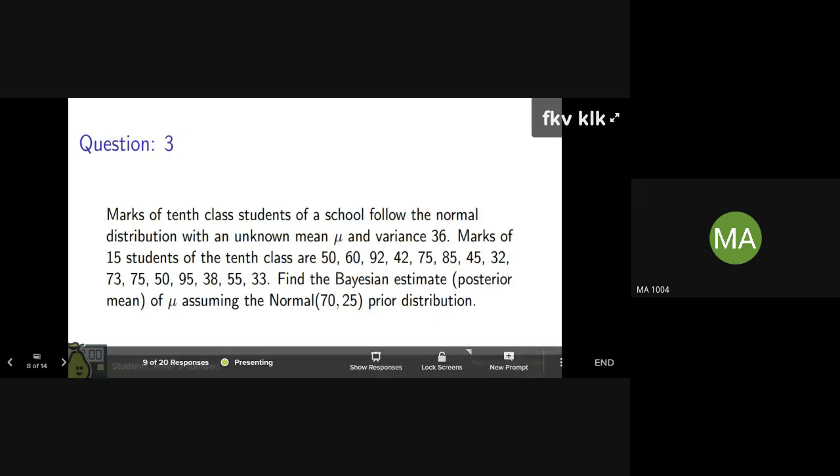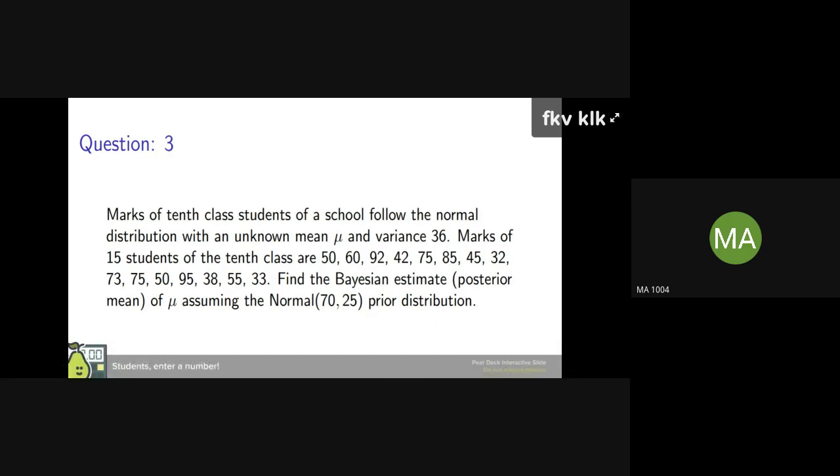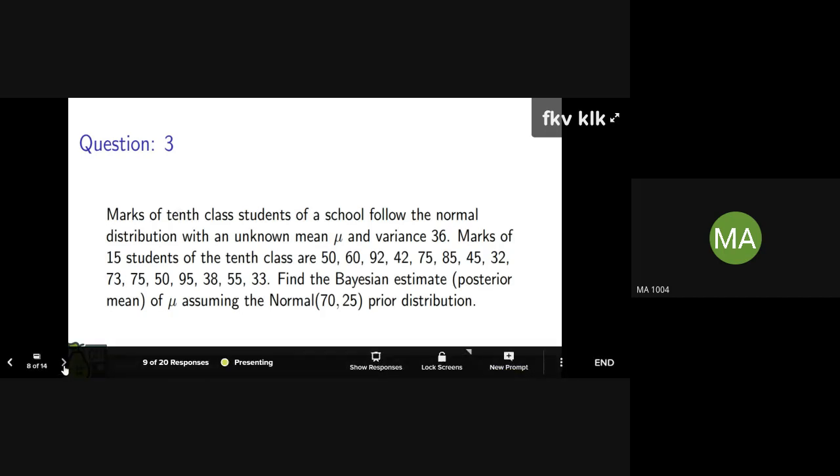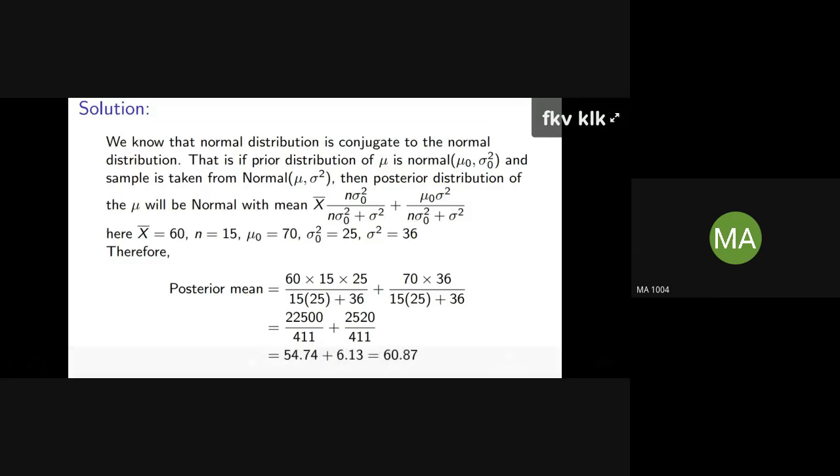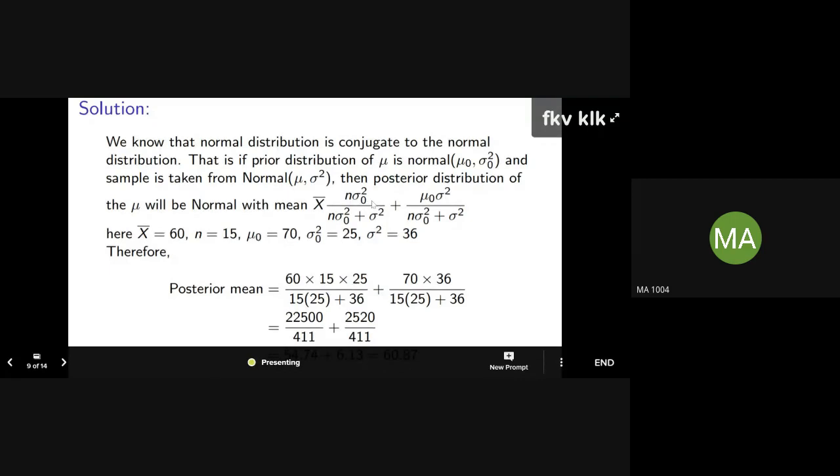Okay, so it was quite straightforward. It was given that your random variable x follows the normal distribution with mean mu and variance 36, and now your mu follows the normal distribution with mean 70 and variance 25. Given the marks of 15 students, you have to find the posterior mean of this mean. The formula says the posterior distribution of mu will also be normal, with a mean equal to x bar n sigma naught squared by n sigma naught squared plus sigma squared, plus mu naught sigma squared by n sigma naught squared plus sigma squared.